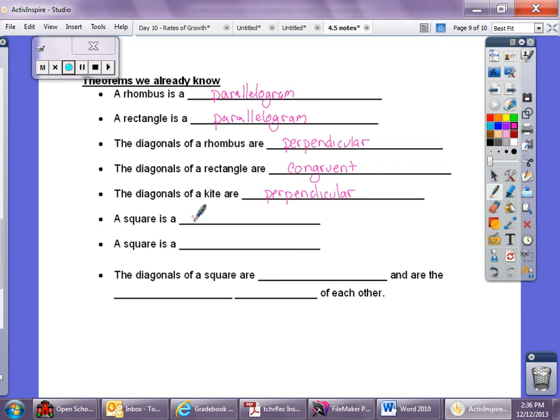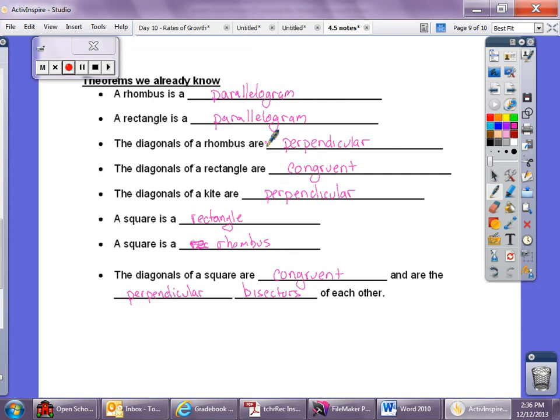A square is a rectangle, and a square is also a rhombus. So a square is both a rectangle and a rhombus, which means a square is also a parallelogram. The diagonals of a square are congruent and are the perpendicular bisectors of each other. So just like the diagonals of a rectangle are congruent, well, these have to be congruent, and the rhombus diagonals are perpendicular, so these have to be perpendicular also.